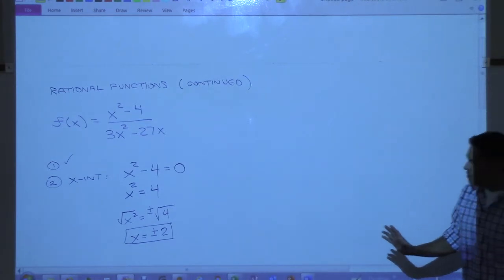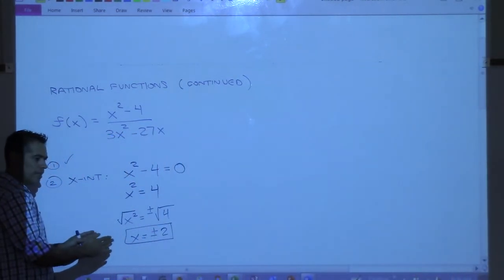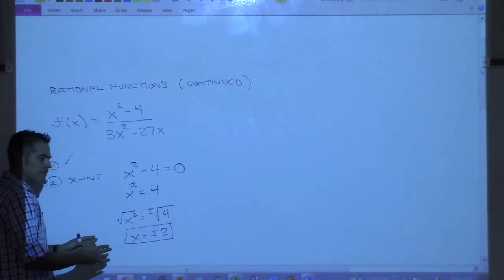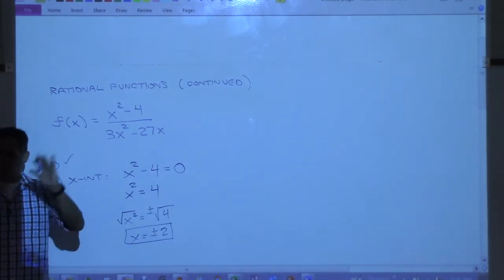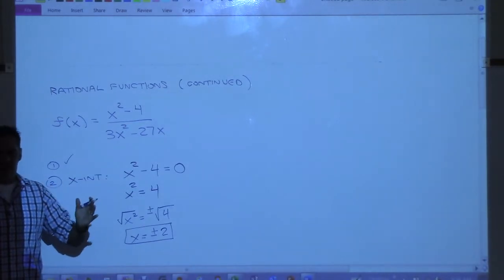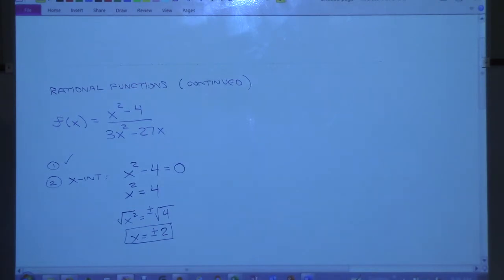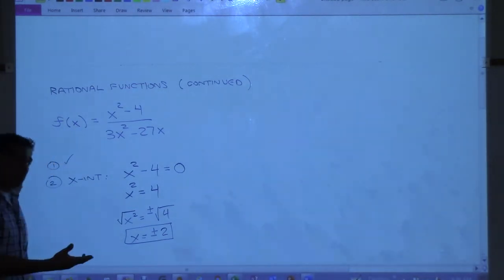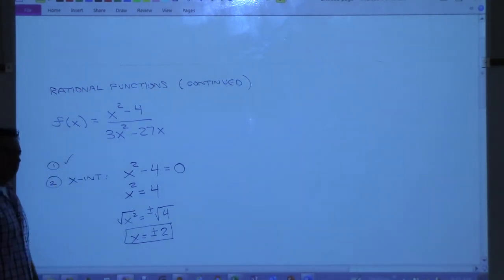My question to you is, what are these on my graph? Like, what are these going to be when I draw my graph? Because remember, with rational functions, we got all sorts of weird things on the graph. These dotted lines and all this stuff. What are these going to be on the graph? The x-intercepts. So are they going to be dotted lines, or are they going to be dots on the graph?